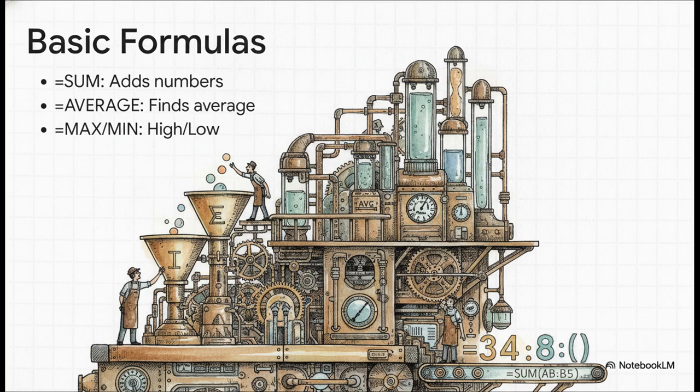Need a total? Use sum. Need to know the typical sales amount? Just use average. Max and min instantly find the absolute highest and lowest values in a massive list, while count simply tells you how many cells actually have numbers in them. It's incredibly fast, it's perfectly accurate, and yes, it updates automatically if your data changes.